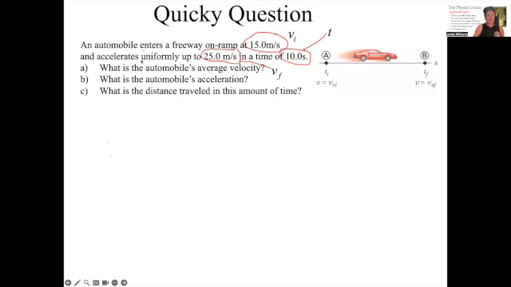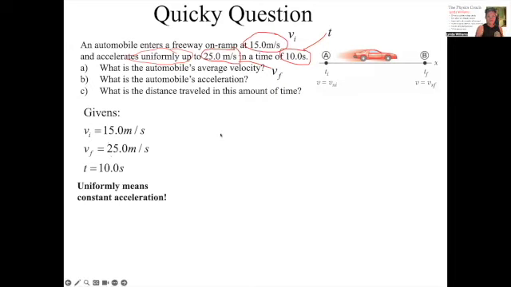Another important piece of data is that it accelerates uniformly, and uniformly is code for constant acceleration. Now I write my givens out in a list to make it nice and neat, so I can go back to this list and use it as needed. So I know what the initial, the final, and the total time are for this. Again, accelerating uniformly means that it's a constant acceleration, and therefore I can use those special Galilean kinematic equations for constant acceleration to solve.